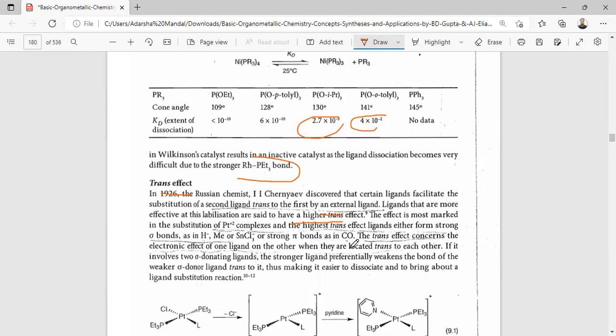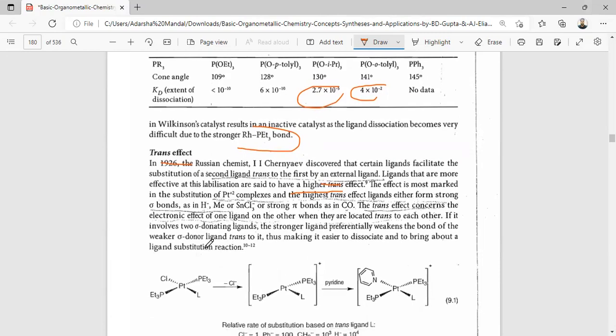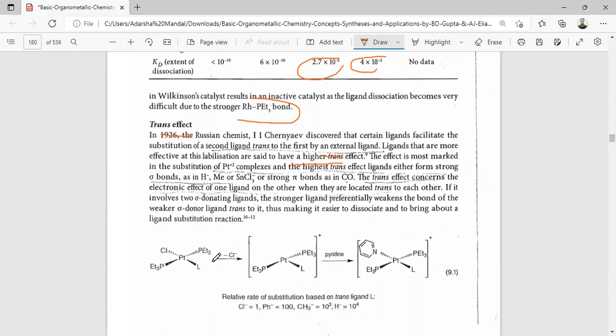The trans effect is the electronic effect of one ligand on another when they are located trans to each other. If it involves two sigma-donating ligands, the stronger ligand preferentially weakens the bond of the weaker sigma-donating ligand trans to it, thus making it easier to dissociate to bring about the ligand substitution reaction.